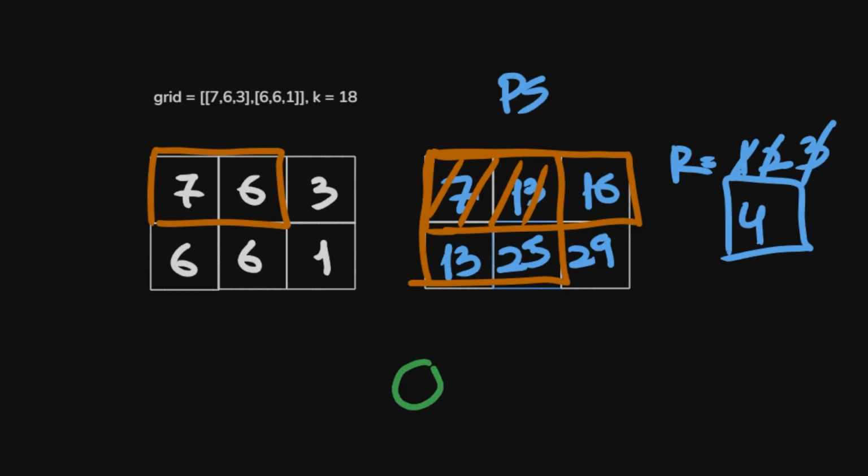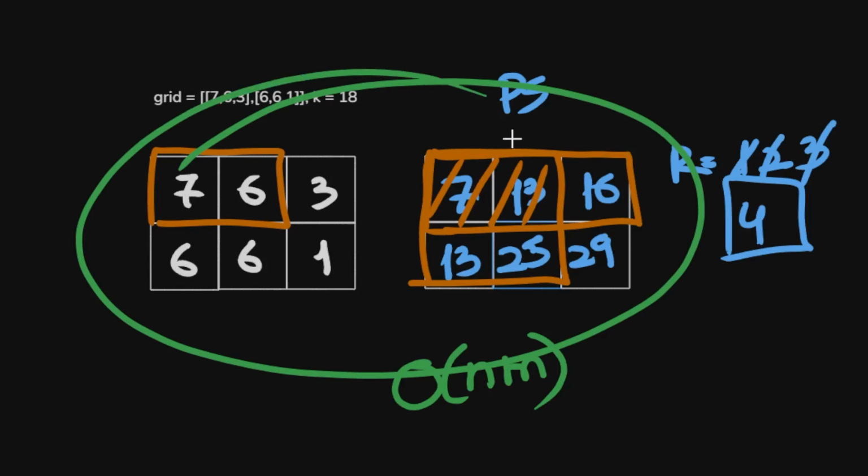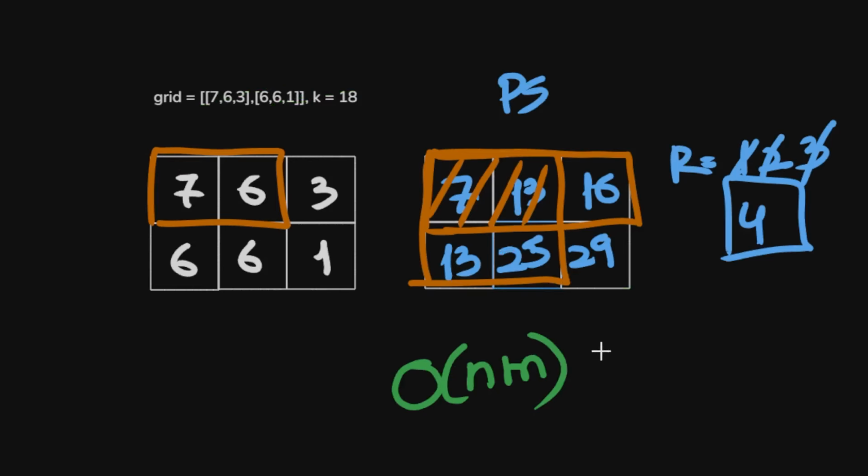Overall time and space complexity here is big O of the amount of rows times the amount of columns, because we have to iterate and build this grid. So with this in mind, now let's go with the code.